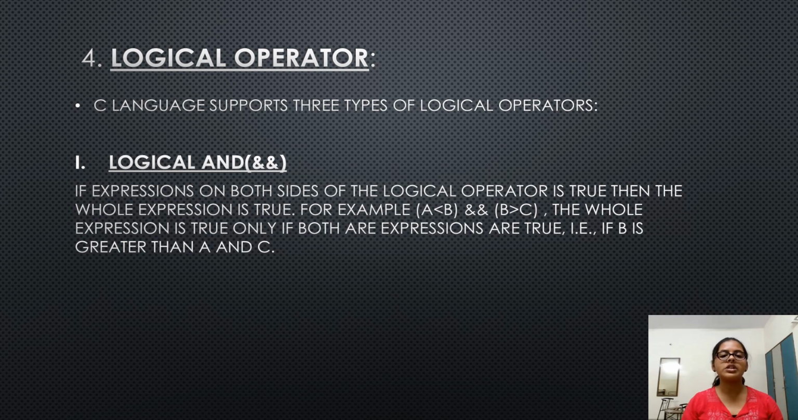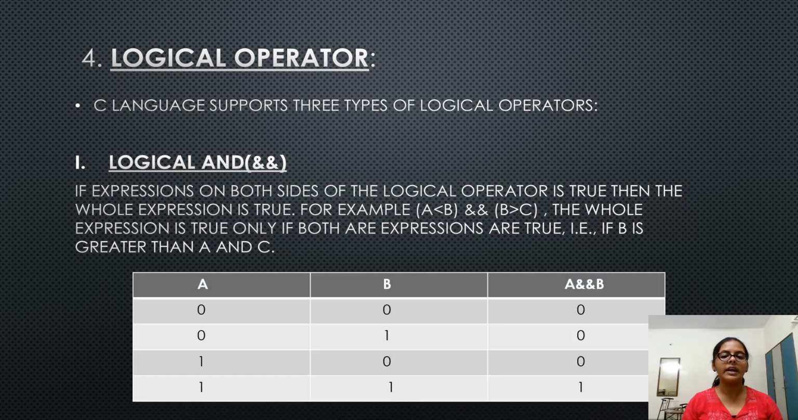C language supports three types of logical operators. First, logical AND. If expressions on both sides of the logical operator are true, then only the whole expression is true. For example, B is greater than A and B is greater than C. So this whole expression is true only if both the expressions are true. That is, if B is greater than A as well as it is greater than C. Here is the truth table for the same.